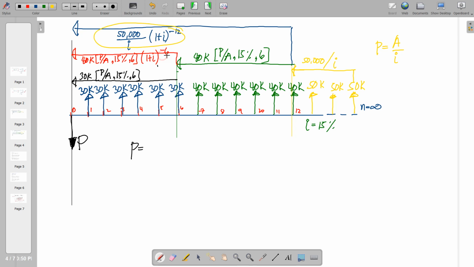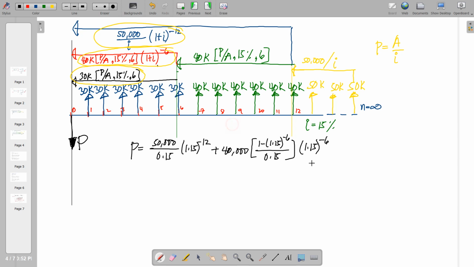Okay, so the next thing is just ito na. Pag-addin mo lang to, this one, plus this, as well as that term. So, yung una, 50,000 all over 0.15 times 1.15 raised to negative 12, plus yung pangalawa, 40,000 plus this term and that. So, product yan, no? So, we have that term 1 minus 1.15 raised to negative 6 all over 0.15 multiplied by 1.15 raised to negative 6. Okay. Finally, yung third term, we have 30,000, ano? Then, we have also that term.